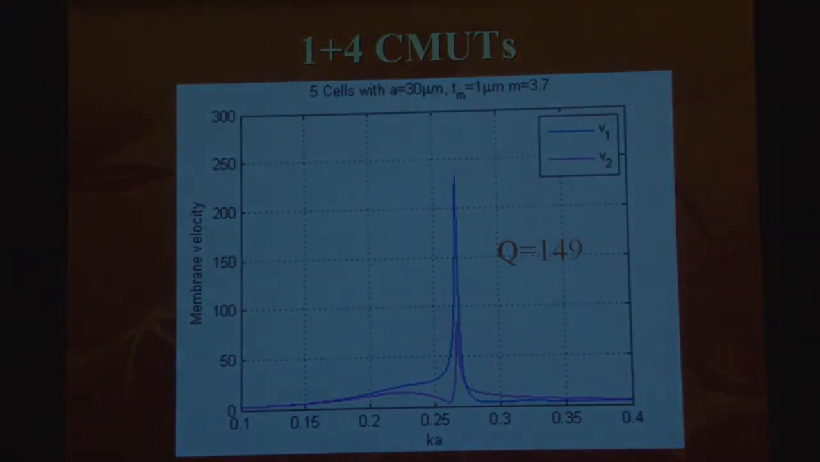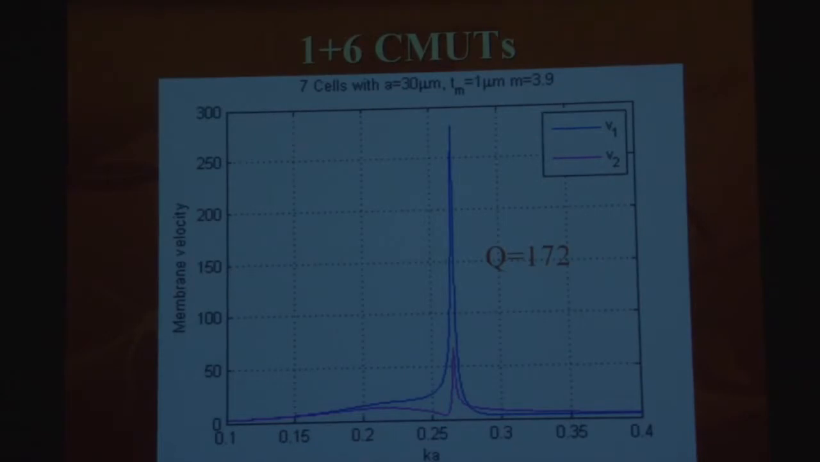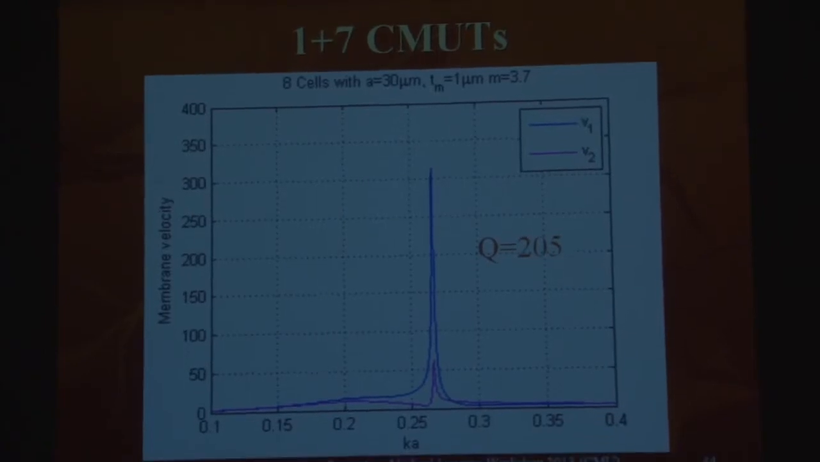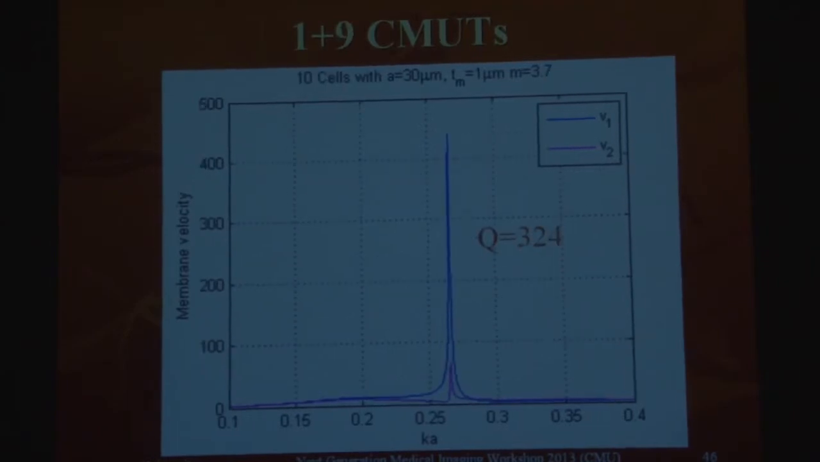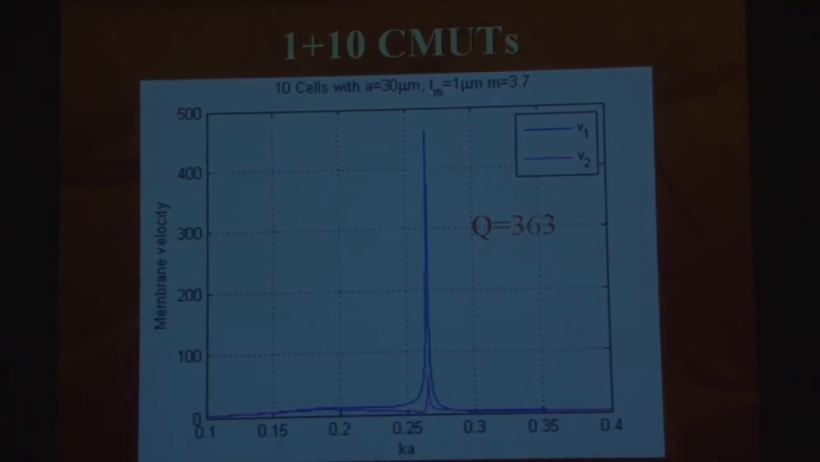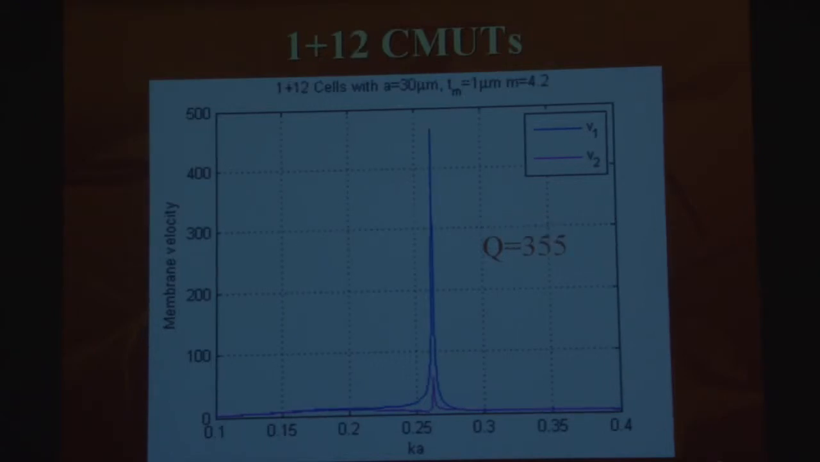With 4, Q has gone up again to 149. With 5, Q has gone up to 153. With 1 plus 6 CMOT cells, Q is now 172. 1 plus 7, 205. 1 plus 8, 255. 1 plus 9, 324. And 1 plus 10, 363. So this is basically one cell in the middle and 10 CMOT cells surrounding it at some optimized distance. When you do it further, then Q begins to drop again. So that is an optimal configuration.